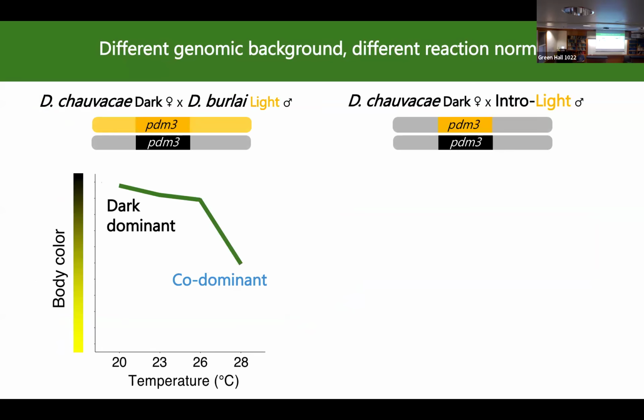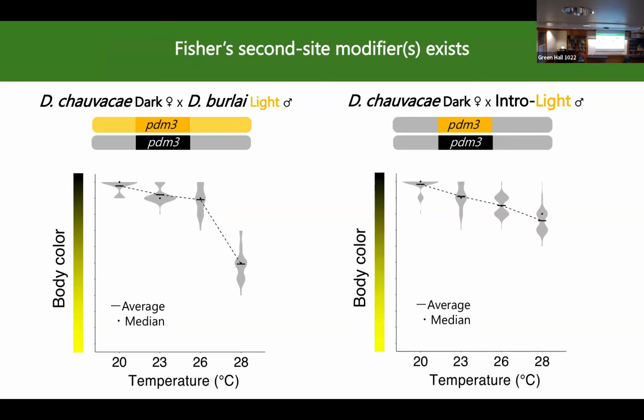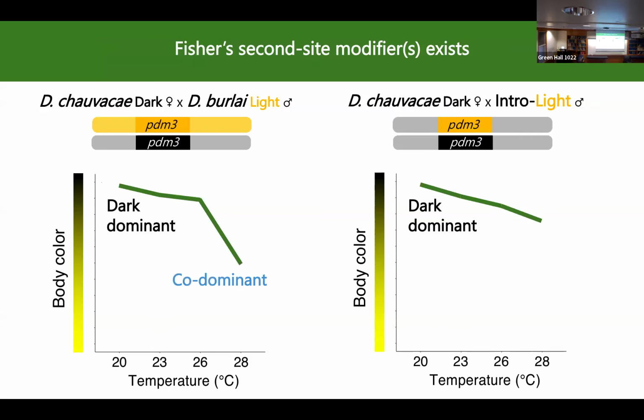So on the other hand, when I crossed the Shovaka dark strain into the light strain, it still had the phenotypic plasticity, but at the higher temperature, the body color was much darker than in this cross. So it looks like the phenotypic curve is really different.